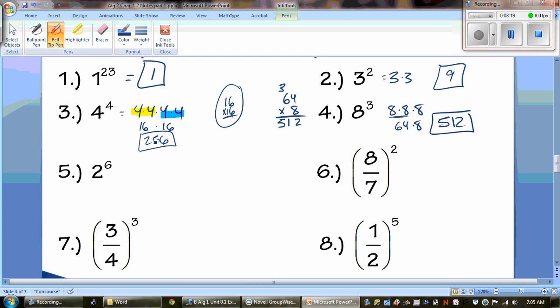Okay, number 5, 2 to the 6th power. 2 times 2 times 2 times 2 times 2 times 2. Make sure you wrote enough 2's there. Well, 2 times 2 is 4. So I'm just grouping them right there. 4 times 4 is 16. And then 16 times 4 is 64.